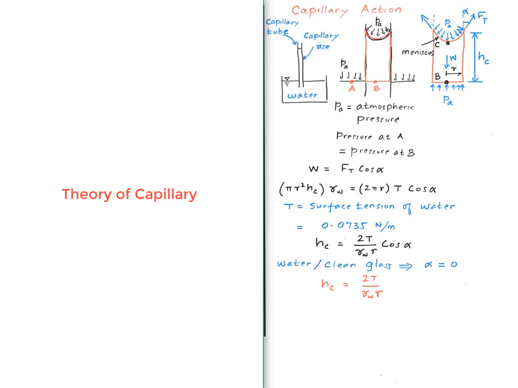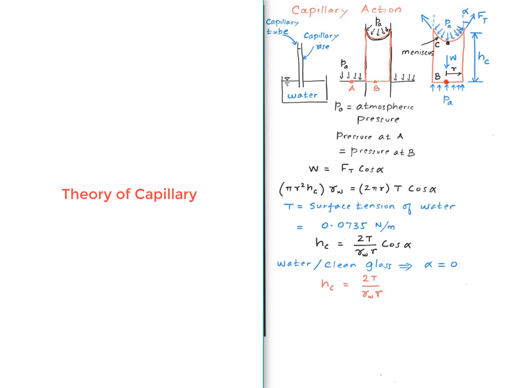Surface tension of water in SI units is this. We will make use of this number in an example a little later. So you simplify this equation, we get this for the capillary height. If the tube is made of clean glass, then alpha is 0, and then the height of capillary rise becomes equal to this, 2 times T divided by gamma sub w times r, where r is the radius of the tube. We also need to know a little bit about the variation of the water pressure within the water column.